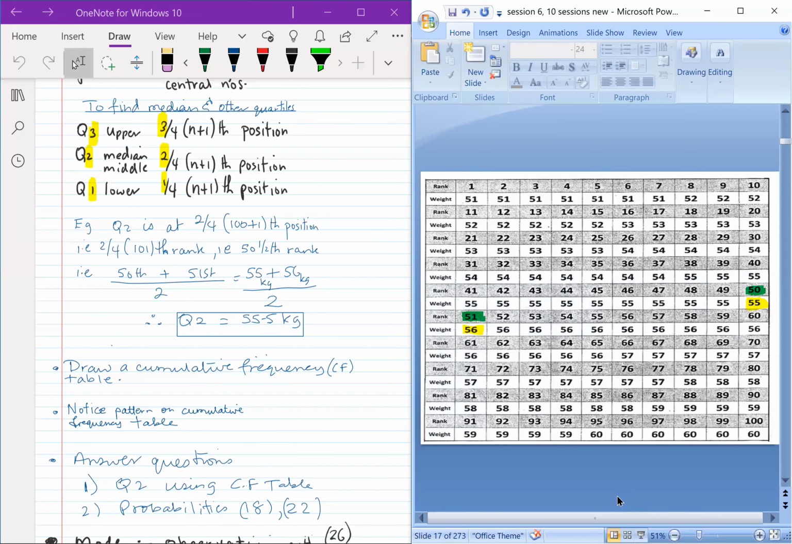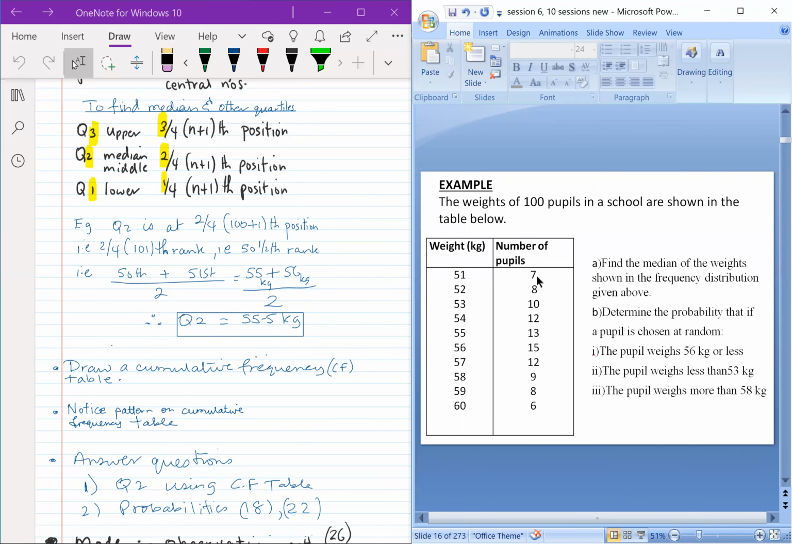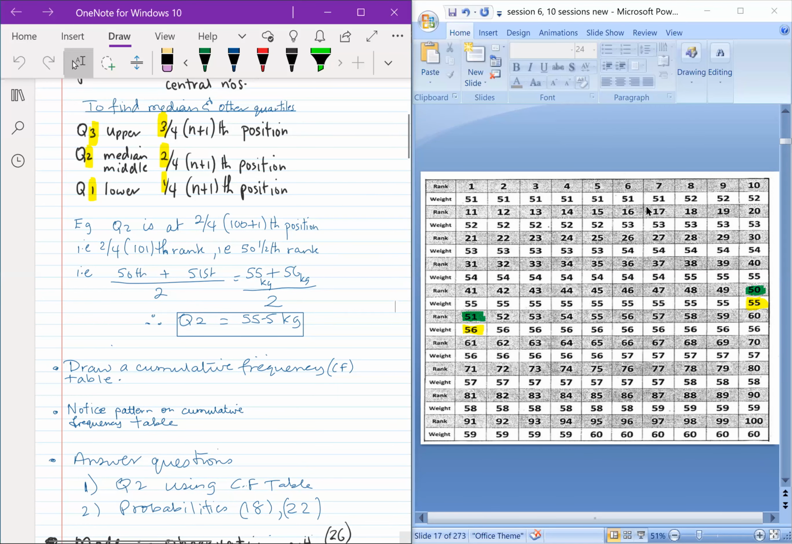It could look something like this, where you write down 7 51s, 1, 2, 3, 4, 5, 6, 7. Where did I get that from? I got that from here, 7 51s. Then I could write down 8 52s from here. 1, 2, 3, 4, 5, 6, 7, 8. So the first 7 persons, their weight was all 51. Then the next 8 people, 1, 2, 3, 4, 5, 6, 7, 8, their weight was 52 according to the table.